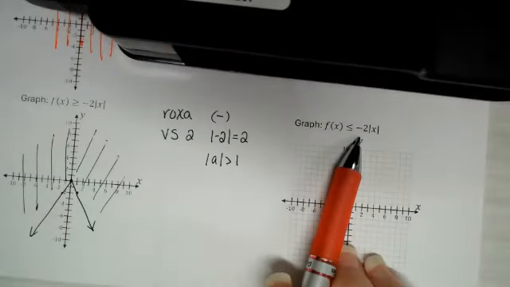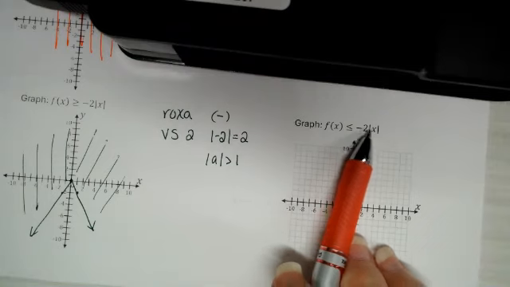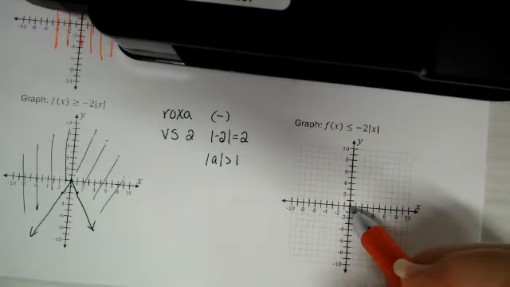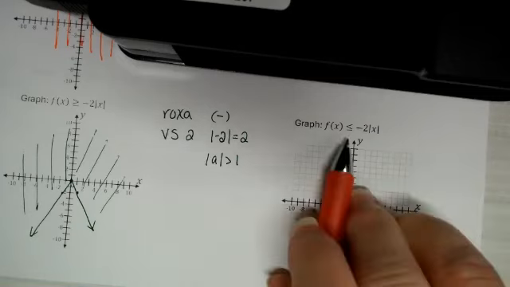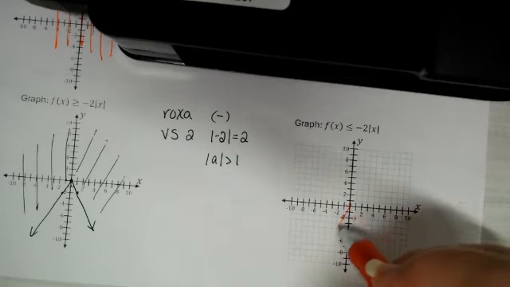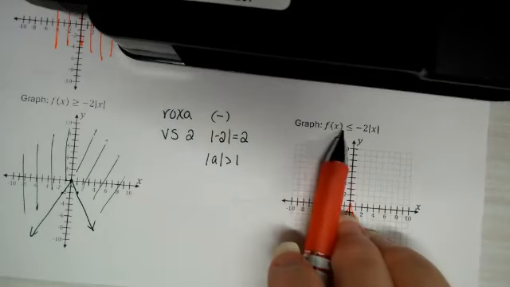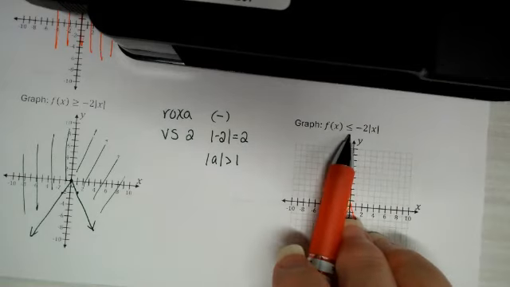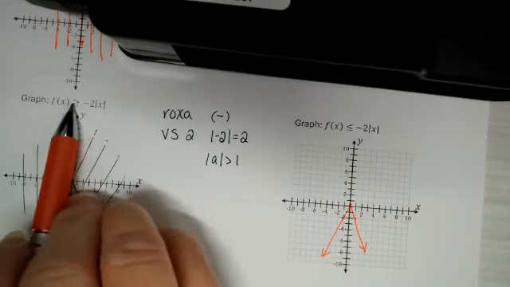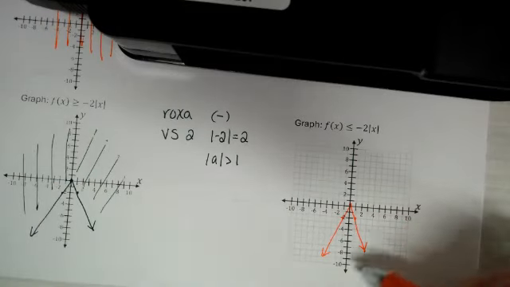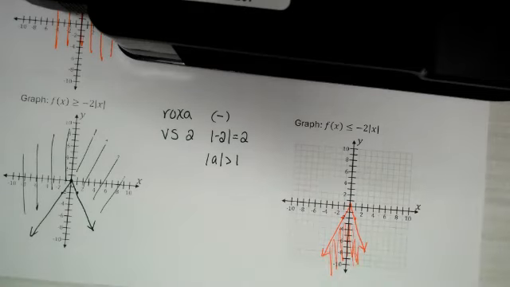This one, it looks like the same graph, -2 absolute x. So I'm just going to graph the same thing. 1, 2, 1, 2. And it says equal to, so I'm going to do a solid. But this one says f of x is less than or equal to. So this one said greater than. So greater than, I shaded above. Less than, I'm going to shade below. So it's everything inside the V this time.